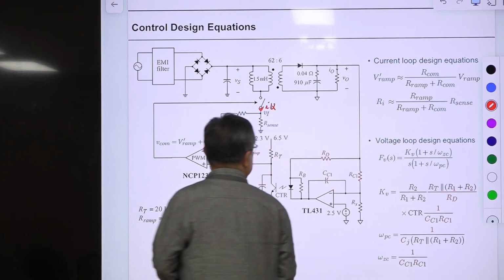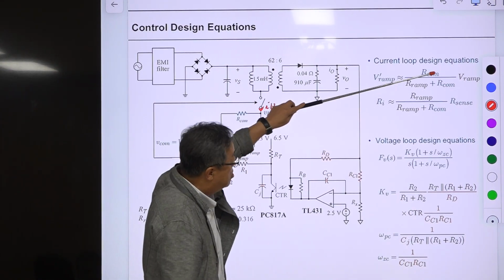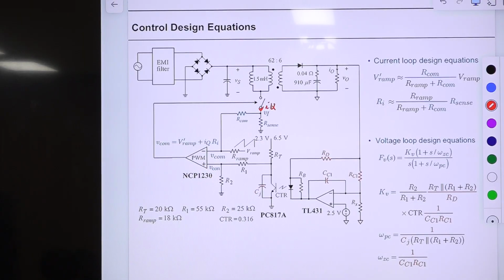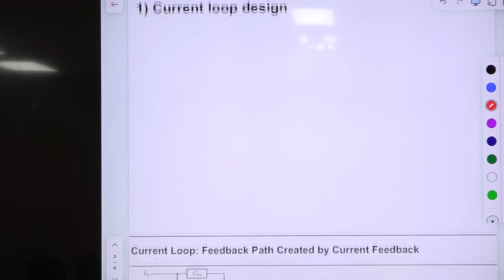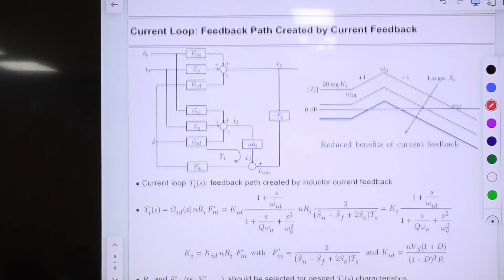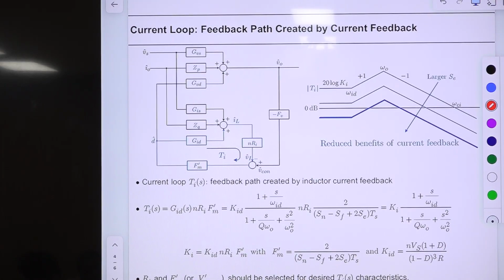Okay, so it's very easy. Just determine these two and these three. But we determine them very systematically, theoretically. So the first one is current loop design. Let me go through this slide. Okay, then we stop here.